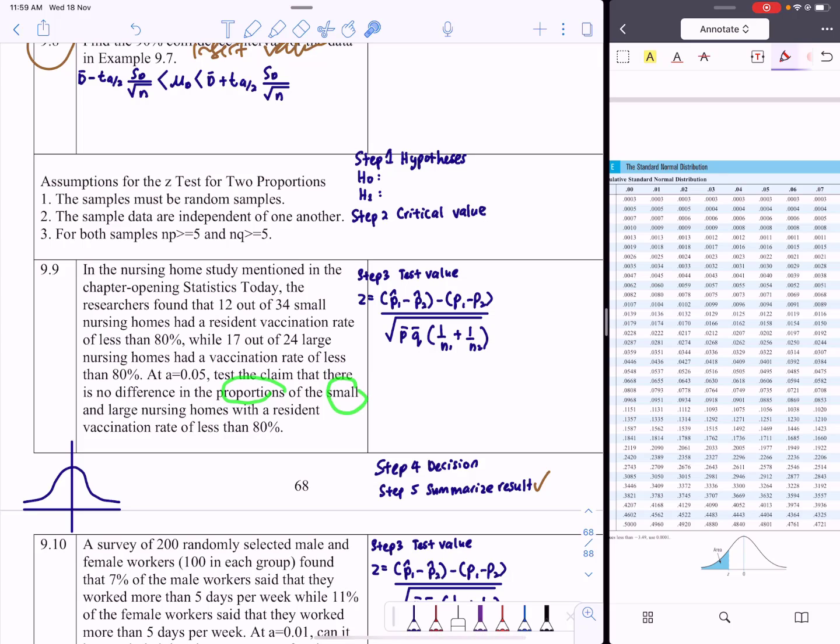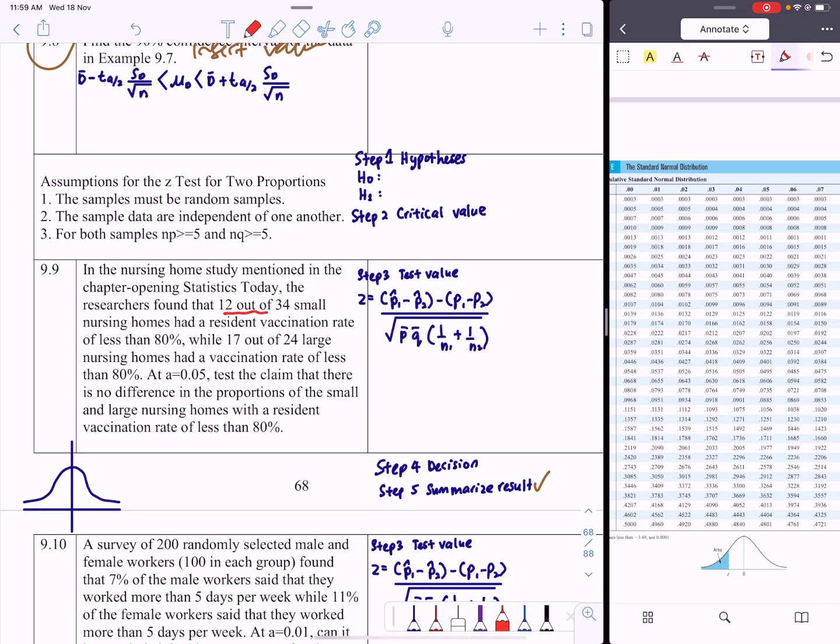Okay, here we have the proportion. Here we have small and large that we need to differentiate. We need to find the significant difference, whether it's significantly different or not. Clearly we can see that we have two proportions here. First we have the small nursing home, and second we have the large nursing home. Before we go through step 1 up until step 5, we extract the information first.